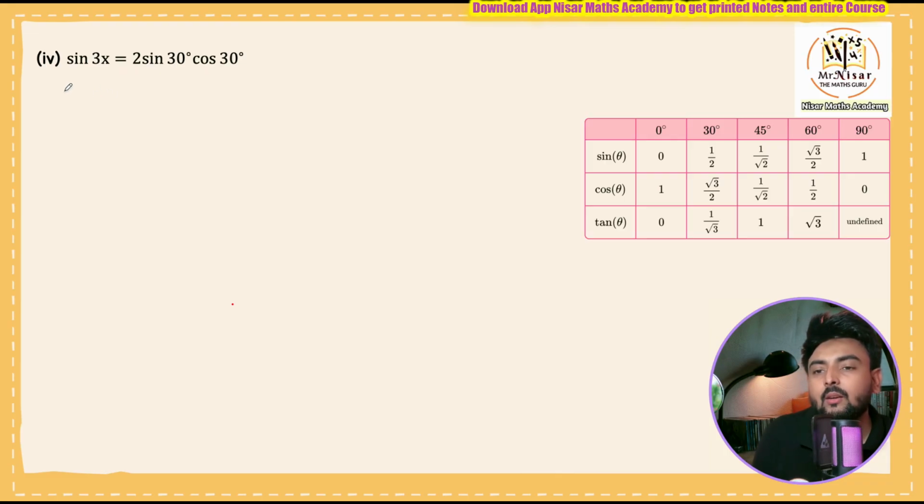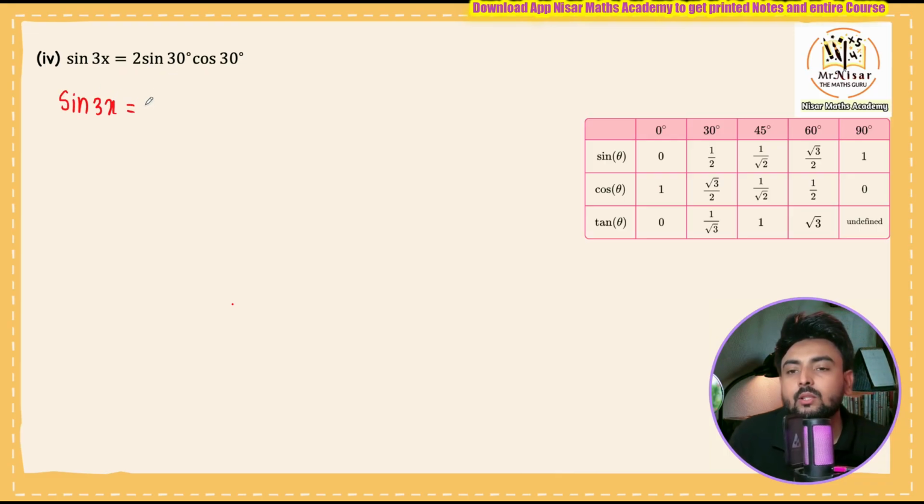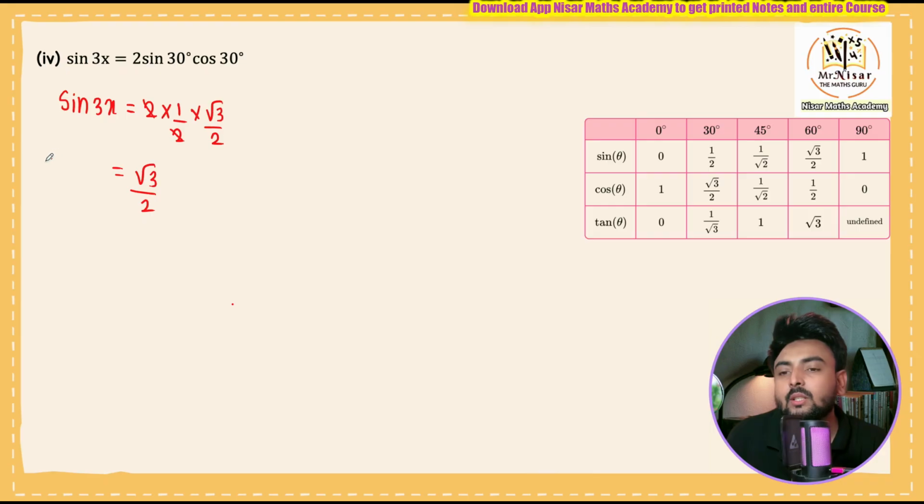The next question we have is sin 3x is equal to 2 into sin 30 into cos 30. So 2 into, what is the value of sin 30? It is 1 by 2, and cos 30 we have root 3 by 2. So this 2 will get cancelled. Here we have root 3 by 2. Now children, here you have to pay very much attention. At which angle does sine become root 3 by 2, that you tell me first. Sine becomes root 3 by 2 at 60 degrees. So I'll write here sin 60 is root 3 by 2, and here we have 3x.